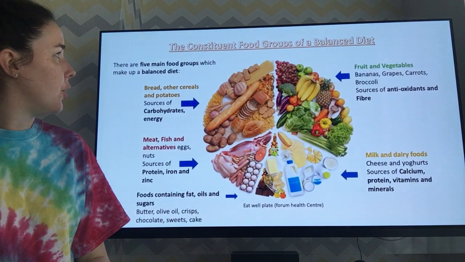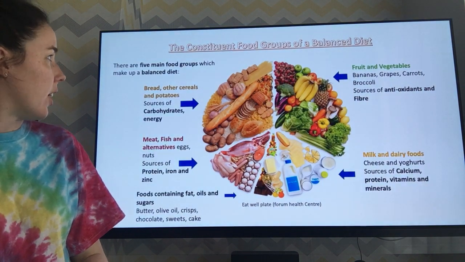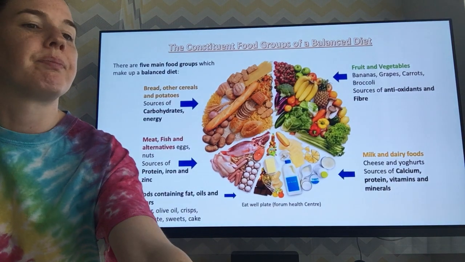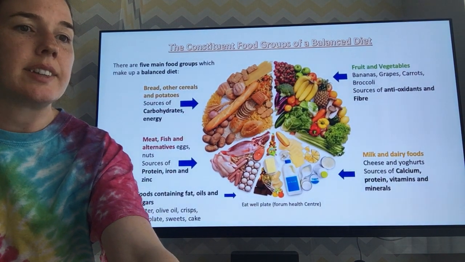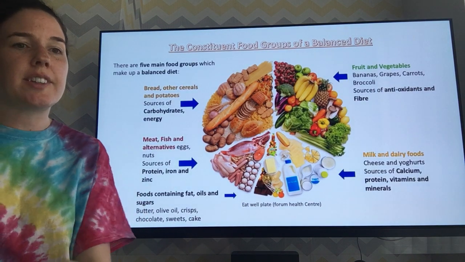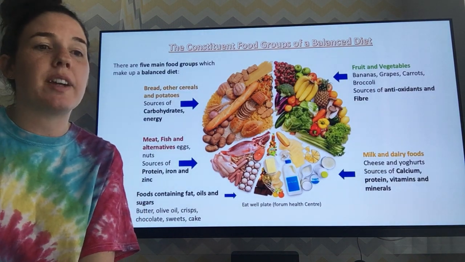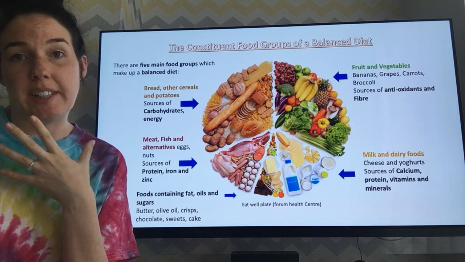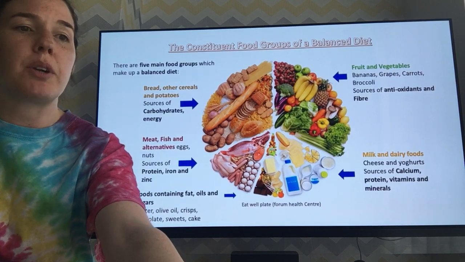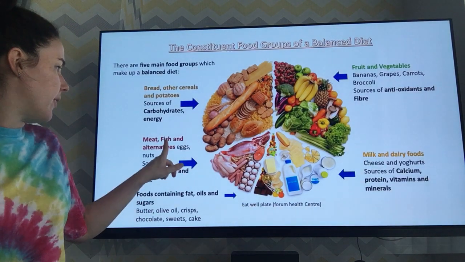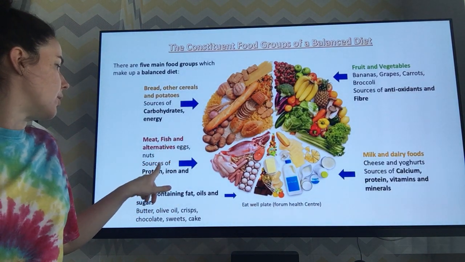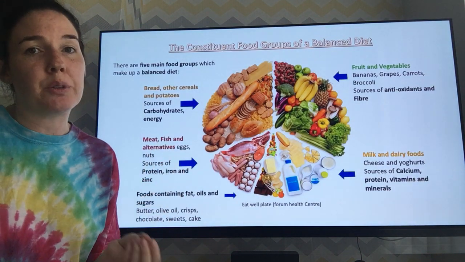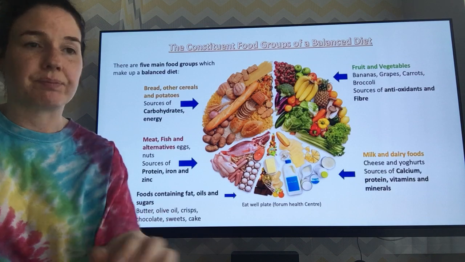Now moving on to a balanced diet and the groups which are involved. So the first group is carbohydrates. This consists of bread, pasta, rice and potatoes. They are converted into sugar and are our main source of energy for our bodies. Second group, proteins. Meat, fish, eggs, nuts. These are sources of protein, iron and zinc. They help us to build muscle and they also help our bodies to repair and grow.